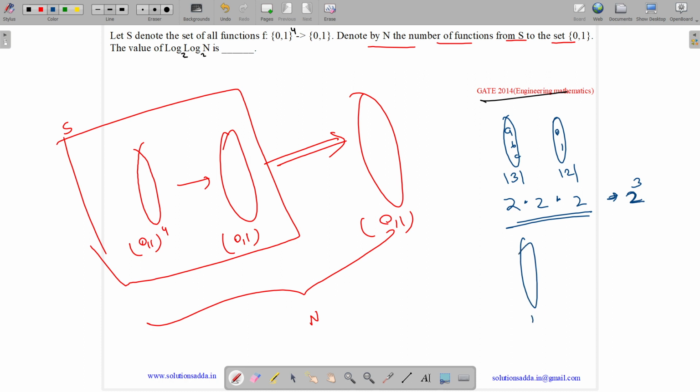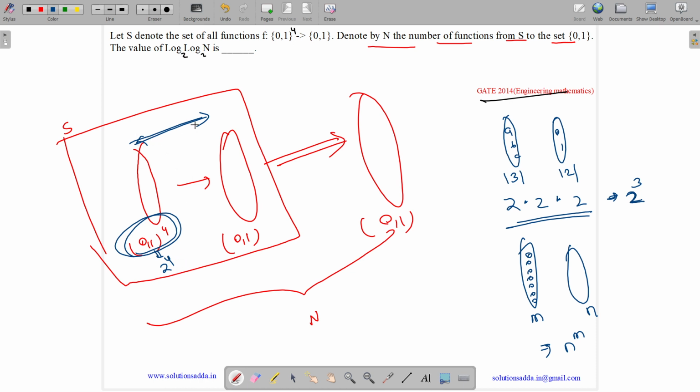So if first set has cardinality of m and second has cardinality of n, then the number of functions are n to the power m, because all these m members have n possibilities, so it comes out to be n to the power m. So in that case, the number of functions in S will be, what are the number of items in {0,1} to the power 4? It is 2 to the power 4.